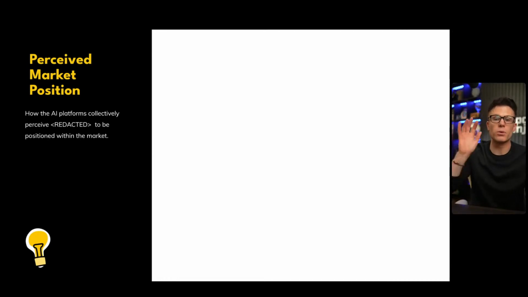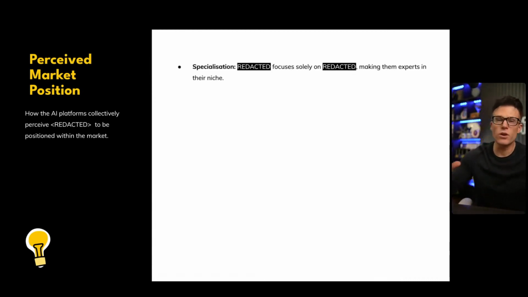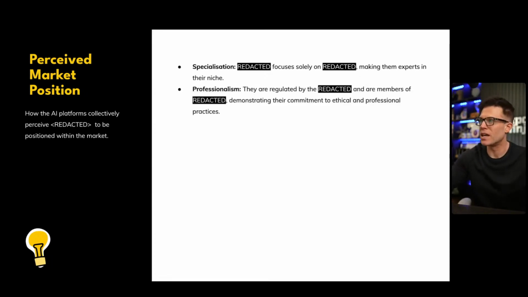This is some examples from a client. So what I've done is I've redacted the client's name and industry, because I don't want to be sharing their sensitive information, but I wanted to show this to you as an example of some of the insight that you're looking for when you do this sentiment analysis. So for example, when we asked the AI tools about this client, they picked out that they were very specialized, they're very good at one certain area because they were focused very much on that, and that was their niche.